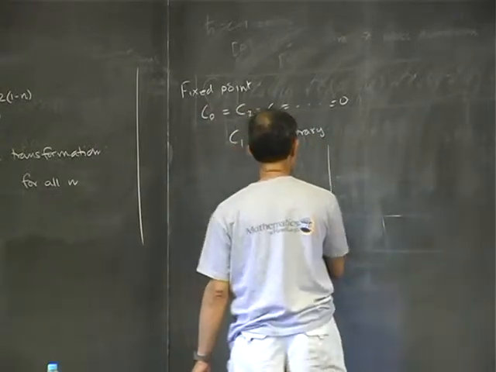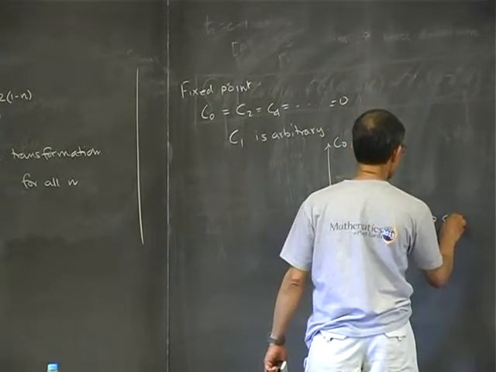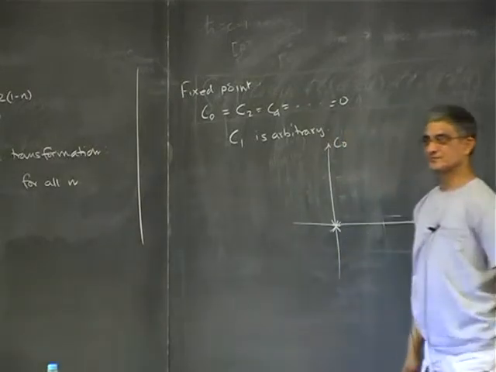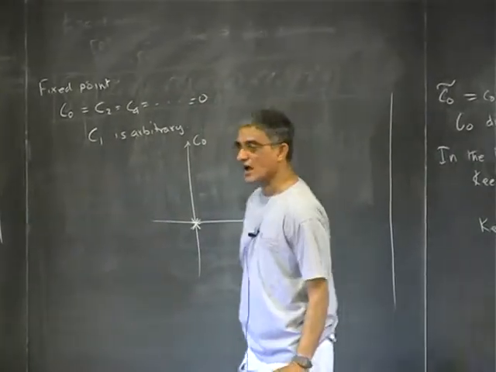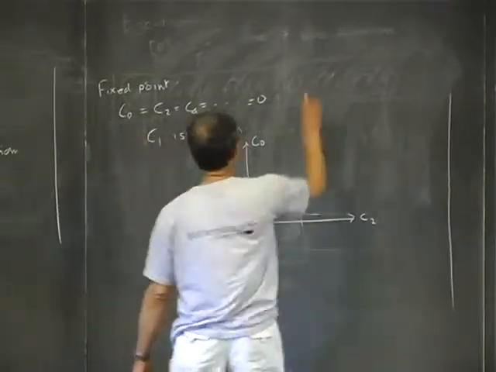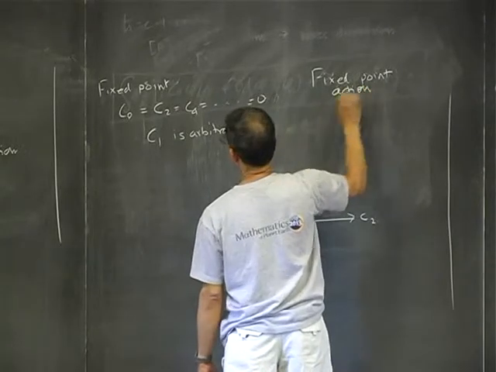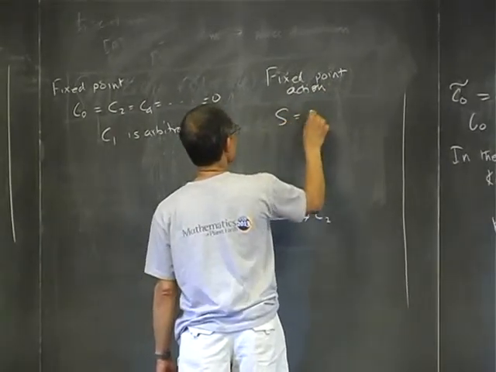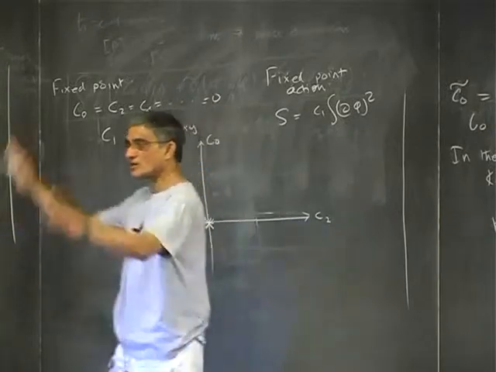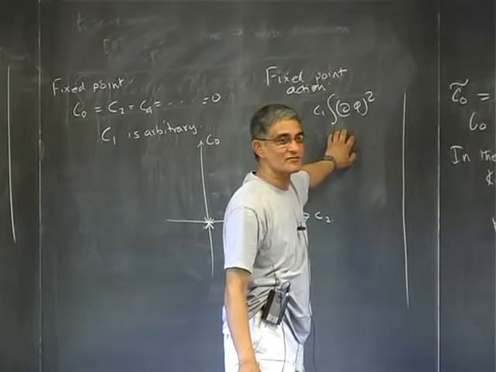If I draw a picture in the space of couplings, let me draw just a two-dimensional version of it with C0 and C2, the fixed point is this point out here. If I ask what is the action of the theory at the fixed point, that action is simply given by S equal to C1 integral d phi whole square. And nobody determines what C1 is. This represents the action of what is called a massless scalar field theory.